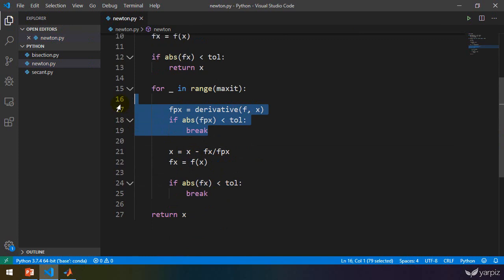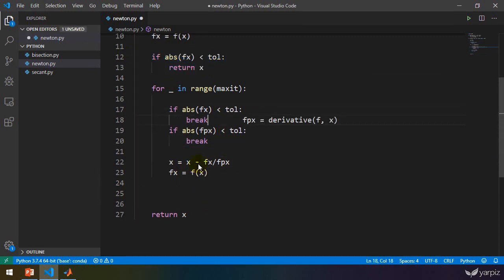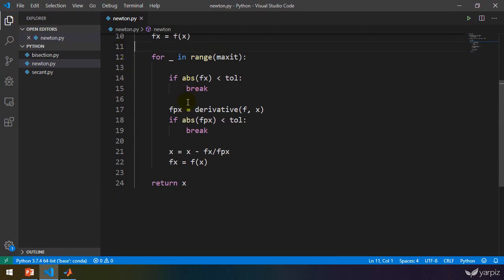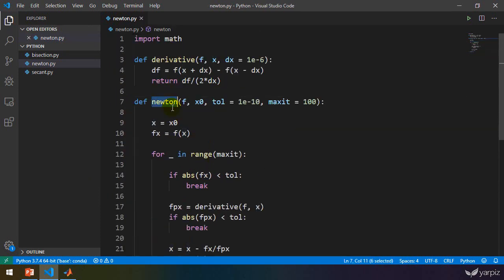We have the conditions on the derivative of the function. We have a new suggestion, a new guess point, and we are checking for f of x. You know that this can also be merged with this, and they are identical. We can move this to the beginning of the loop, and finally remove this from here to make the code shorter. And that's it. That's the Newton-Raphson method with the derivative function calculated numerically.